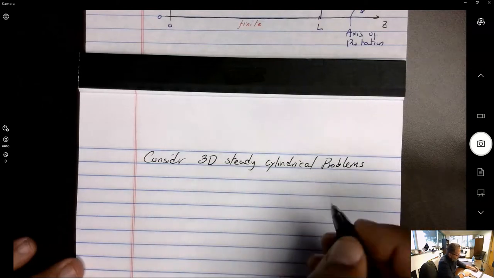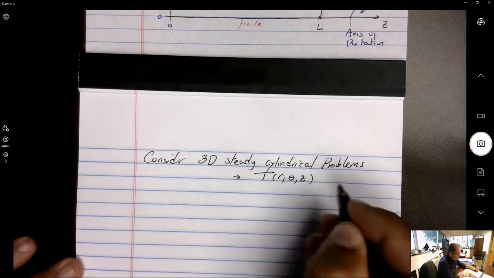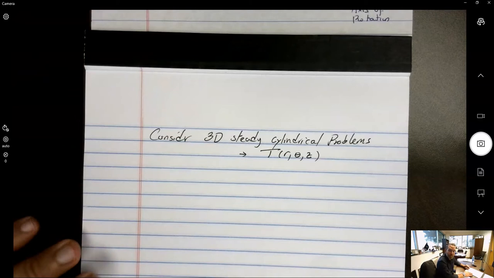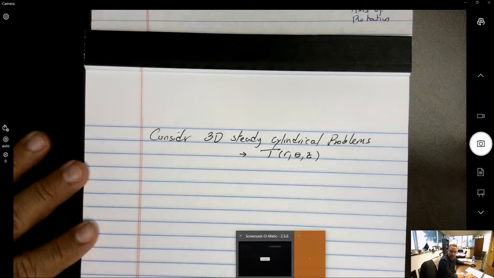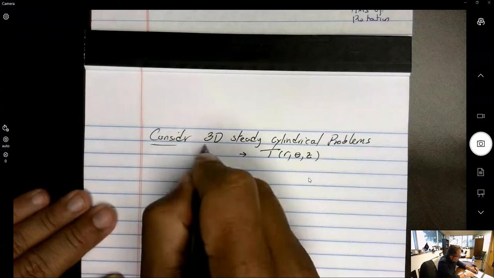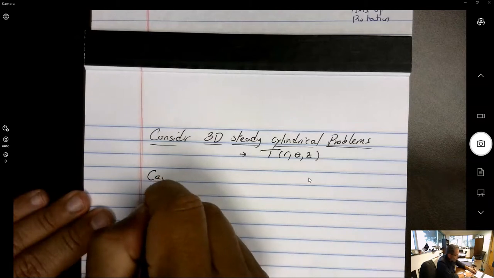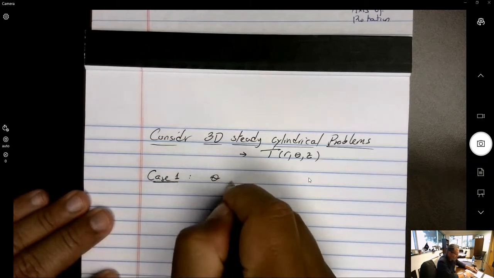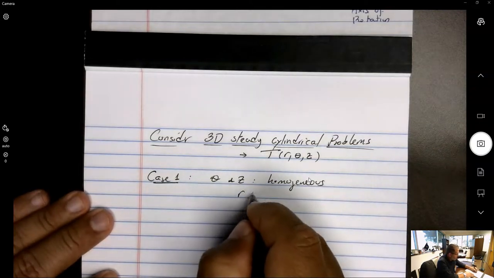That means that the temperature should be a function of r, theta, and z. Temperature or any field variable. Remember that's our premise here, that we're illustrating this whole concept using heat transfer, but it doesn't have to be. Okay, so we'll have a few possible cases depending on where the homogeneous conditions are. So case 1, theta and z are homogeneous, and R is non-homogeneous.